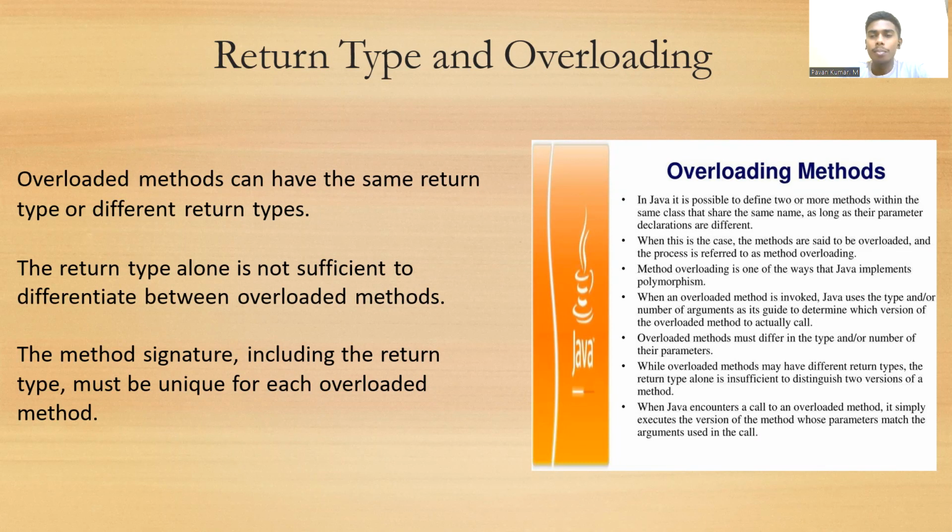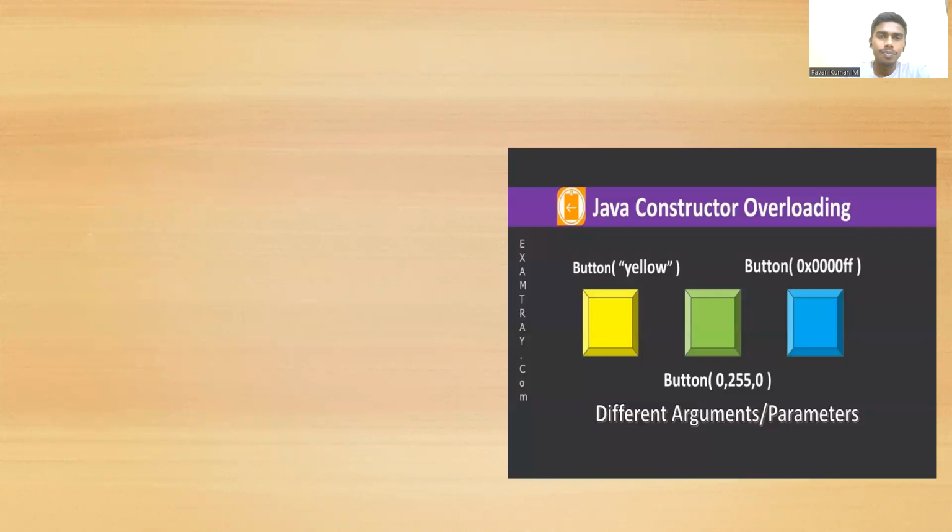Overloaded methods must differ in the type or number of their parameters. While overloaded methods may have different return types, the return type alone is insufficient to distinguish two versions of the method. When Java encounters a call to an overloaded method, it simply executes the version of the method whose parameters match the arguments used in the call.